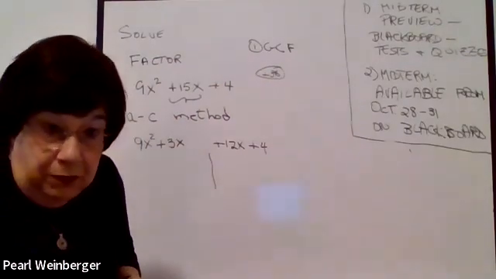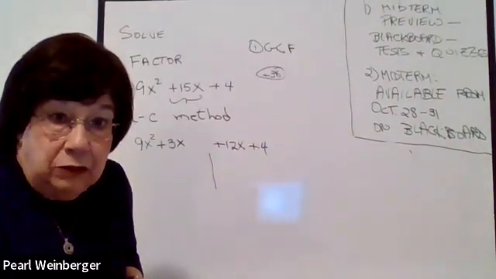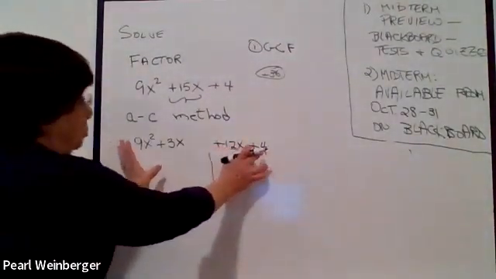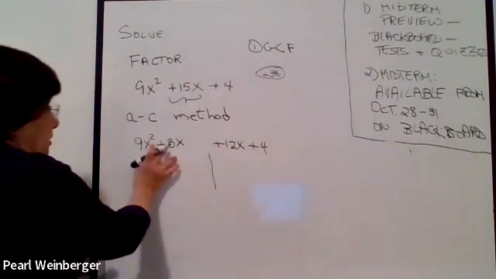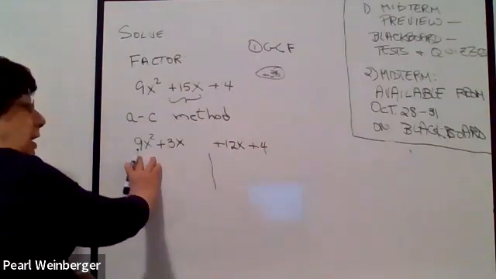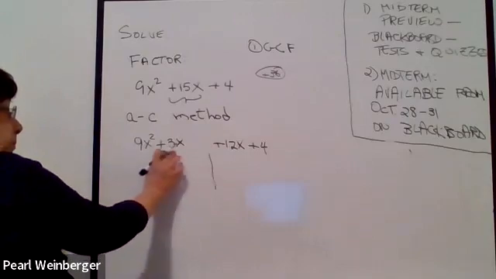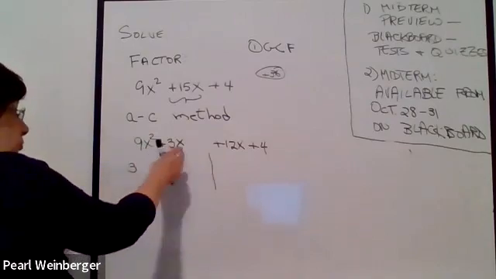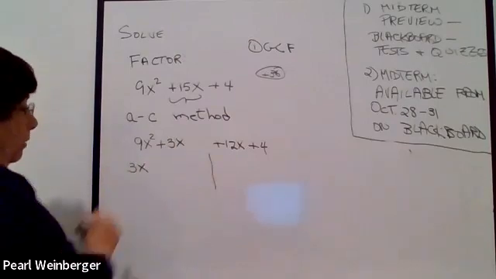Remember the grouping method that we used the other day? When we have 4 terms, we use the grouping method. We group our 4 terms into 2 terms and 2 terms, and separately look for common factors in each group. So in the first group, the 9x squared plus 3x, we have a common factor of, well, between 9 and 3 is 3, and x squared and x is x. There's a common factor of 3x.